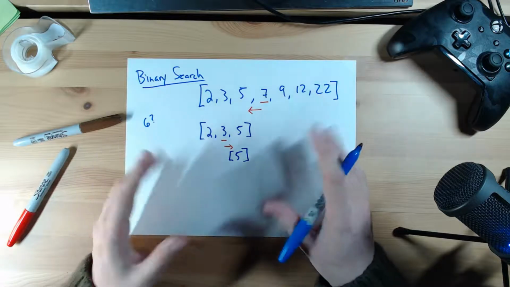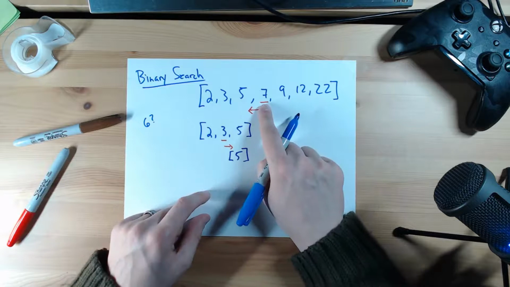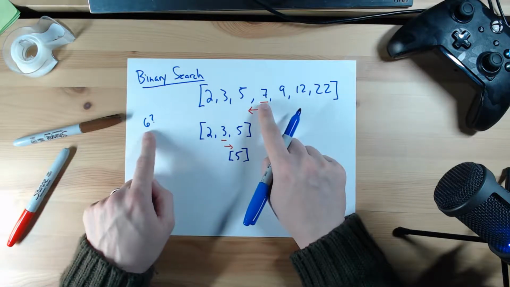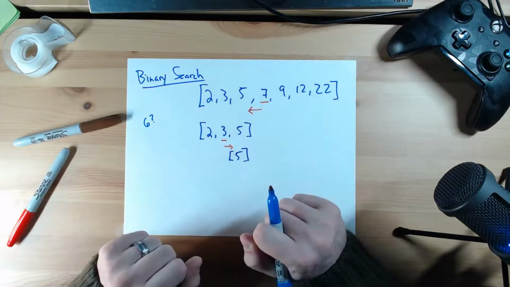This can only be done on a sorted data set because when we compare against a mid value like this, we know whether it's going to be on the left side or the right side just based on how we're comparing this value, right? 6 is less than 7, so we know it's to the left of the data set.